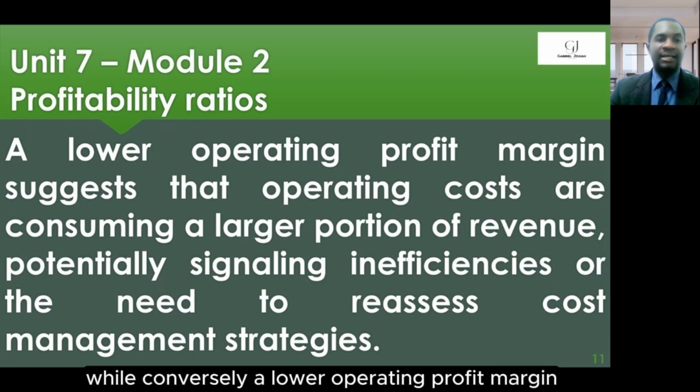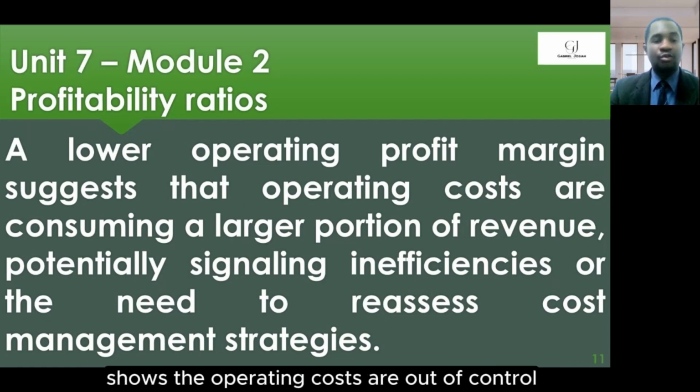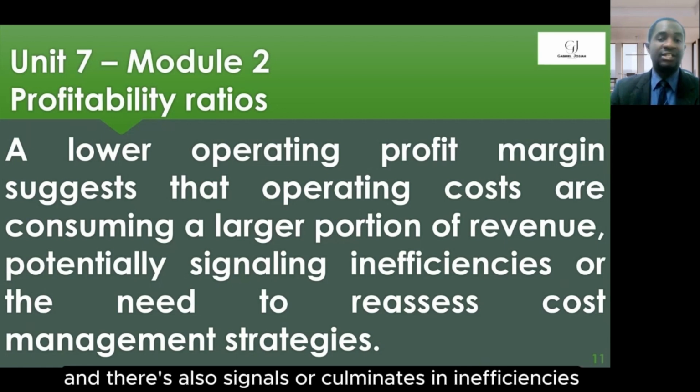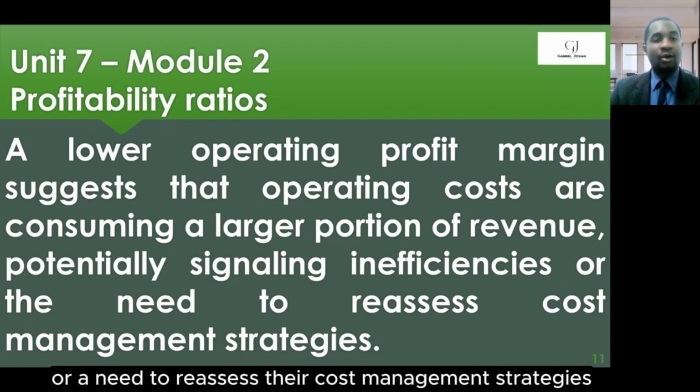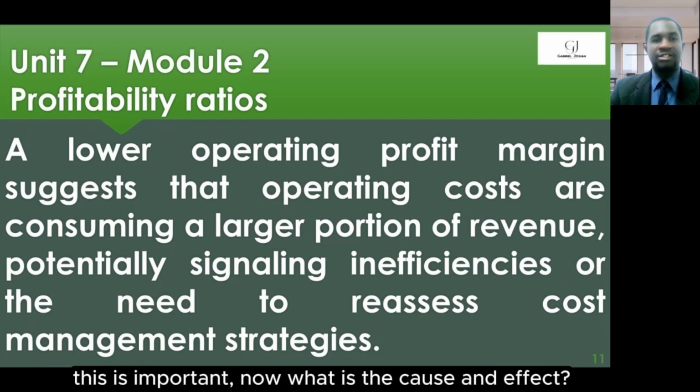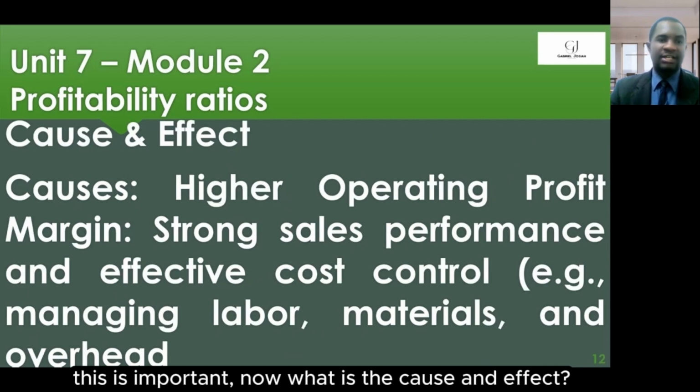While conversely, a lower operating profit margin shows the operating costs are out of control, consuming a large portion of revenue. And this also signals or culminates in inefficiencies or a need to reassess their cost management strategies or their control procedures. This is important. Now, what is the cost effect?